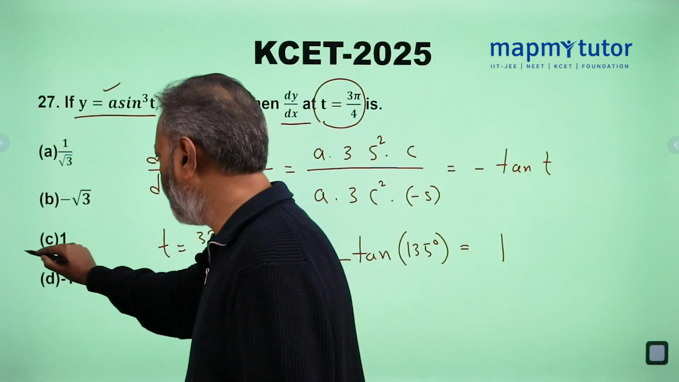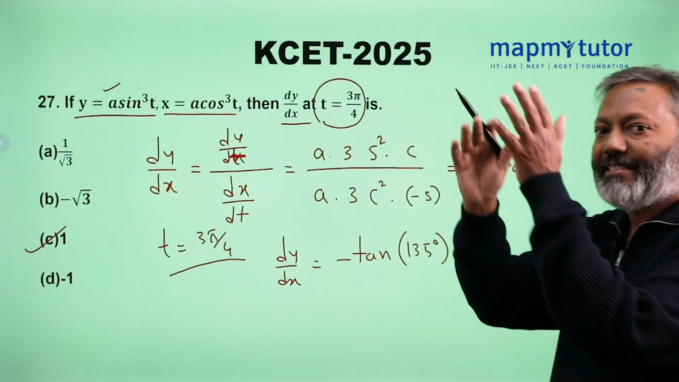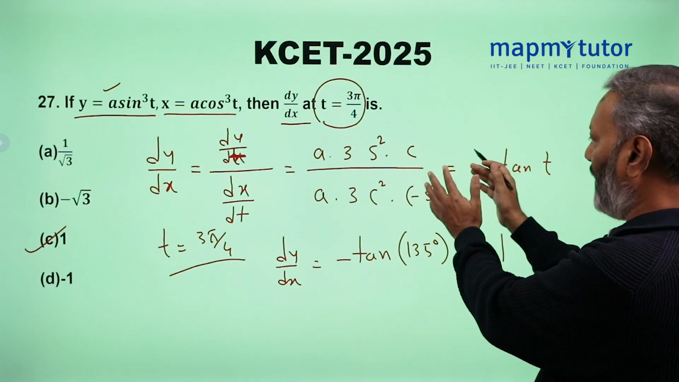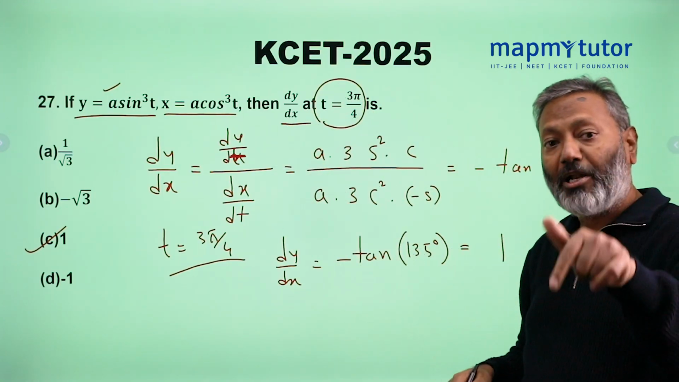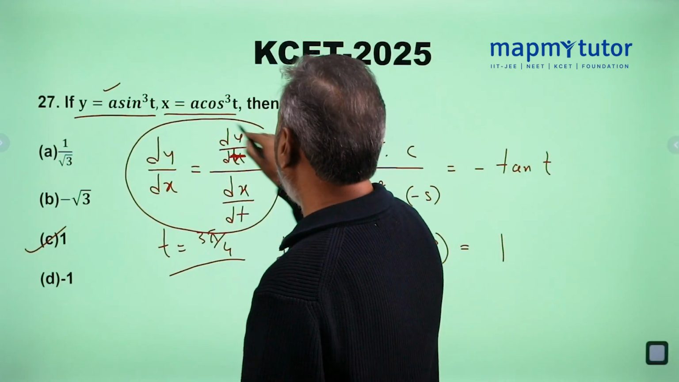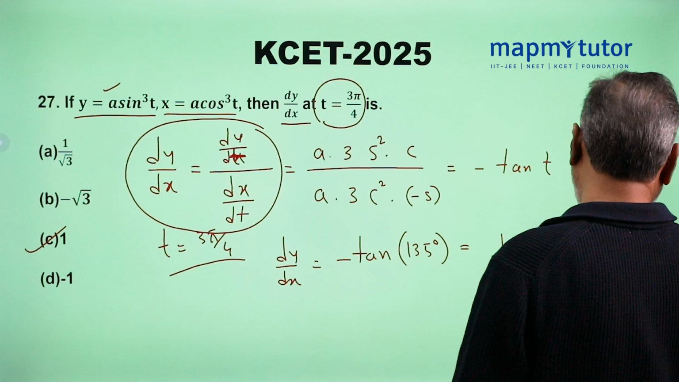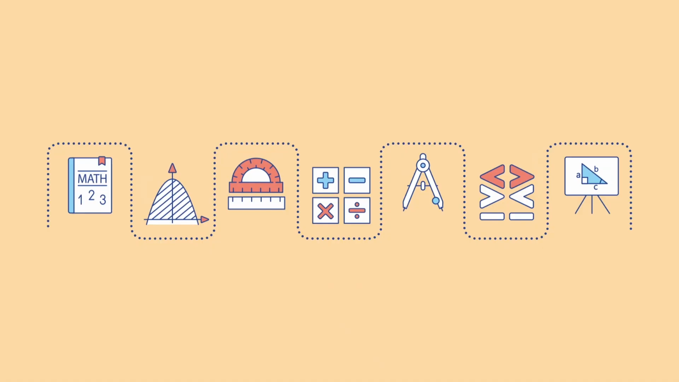Option C. Okay. So whenever you want to calculate dy by dx at some point, first calculate dy by dx and then use that point. But here the important thing is parametric equations, and this is the formula to find dy by dx whenever parametric equations are given. So it comes under methods of differentiation.